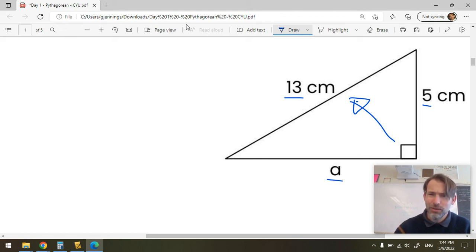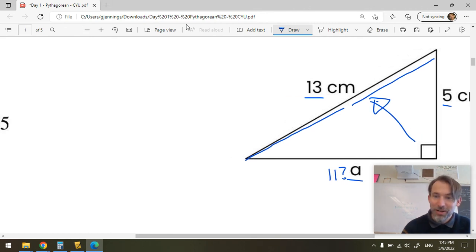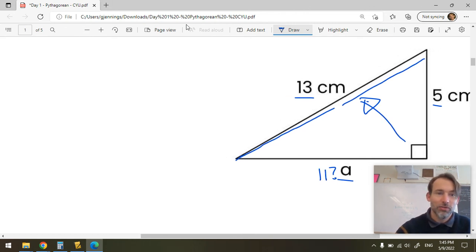Because if that side A was 8, 8 plus 5 would be 13, and this would be a side length 8, and then this would be a side length 5, and they wouldn't be a triangle at all. It would be a straight line. So I know it's bigger than 8, less than 13. So I'm going to guess 11, question mark. And now we get to verify our guess by checking it over here.